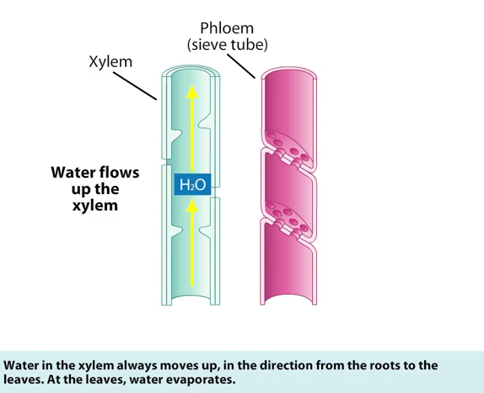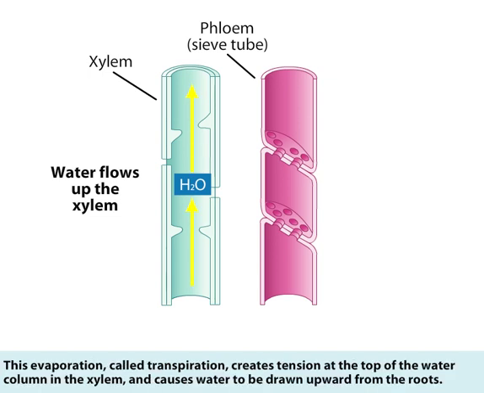Water in the xylem always moves up in the direction from the roots to the leaves. At the leaves, water evaporates. This evaporation, called transpiration, creates tension at the top of the water column in the xylem and causes water to be drawn upward from the roots.